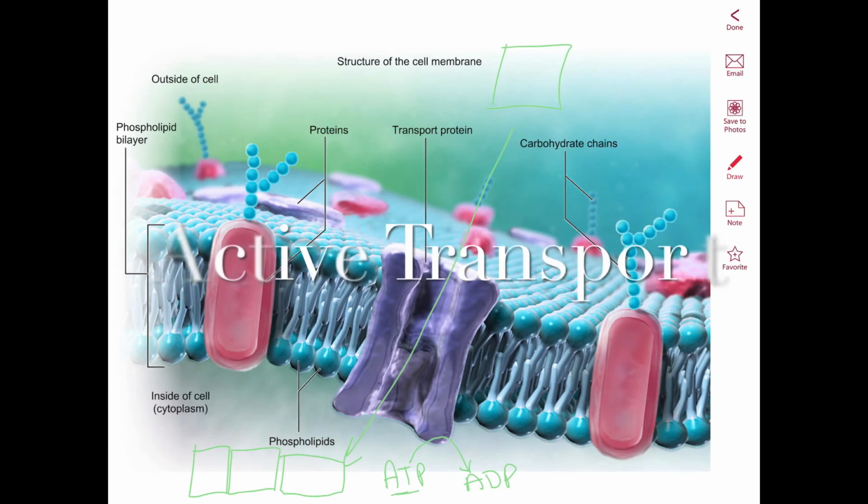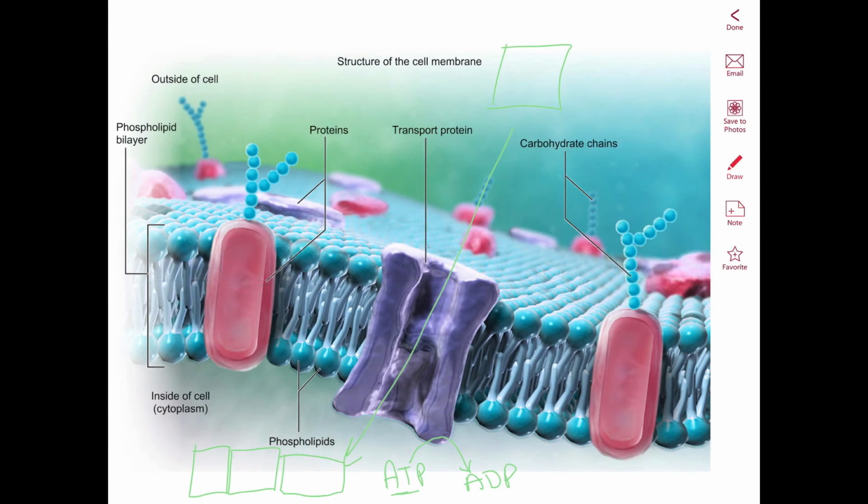Active processes require an input of energy in the form of ATP to drive the movement across the plasma membrane. The energy is needed to transport substances against a concentration gradient, that is, from a region of low concentration to a region of high concentration. And in total, this process is known as active transport.